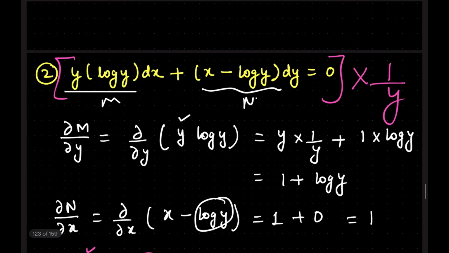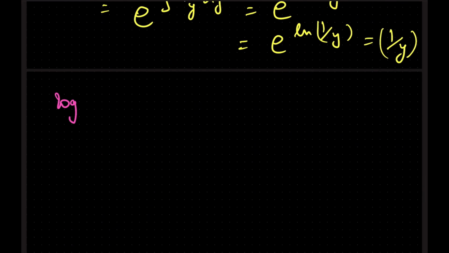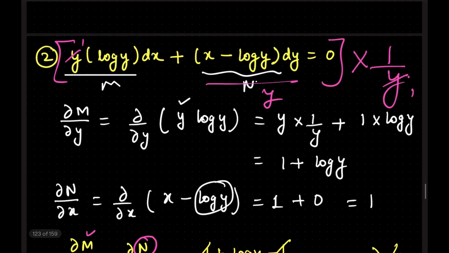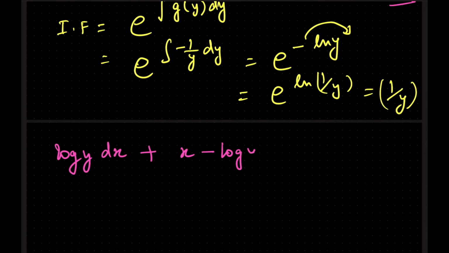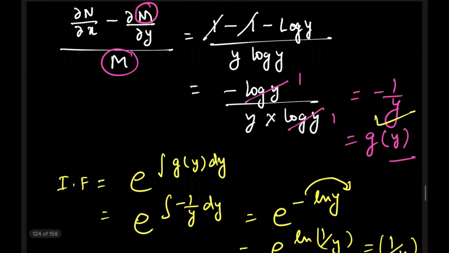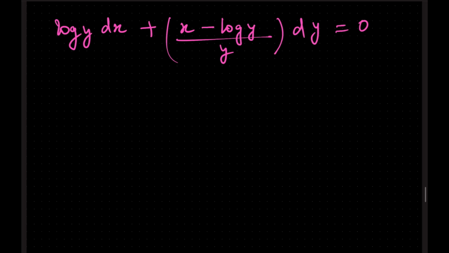So you can see that this y will get cancelled by this y, and in the denominator you will get a y in the second term. So let's rewrite it first. log y into dx plus x minus log y divided by y into dy is equal to 0. So this is our exact form of m dx plus n dy. This is the m term and this is our n term.